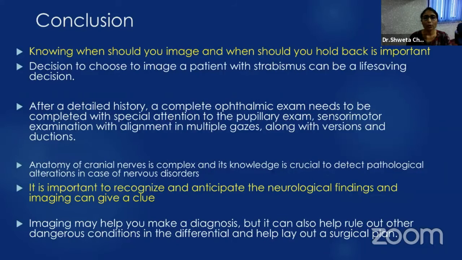So to conclude, knowing when you should image and when you should hold back is important. The decision to choose to image a patient with strabismus can be a life-saving decision. After a detailed history, a complete ophthalmic examination, special attention to the pupillary examination, sensorimotor examination, and alignment in multiple gazes along with versions and ductions.